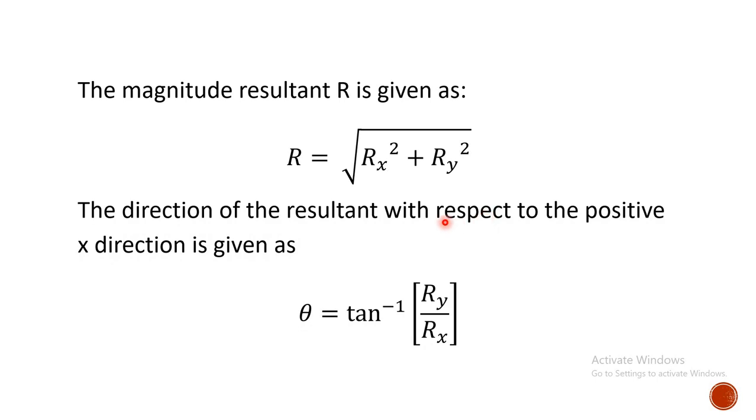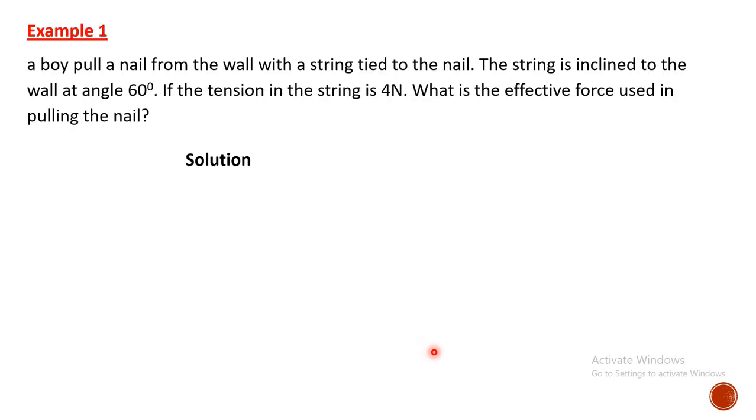Of course, since we are talking about vectors, it's also important that we talk about the direction. The direction is the angle the resultant makes with the positive x-axis. Mostly we use the positive x-axis. If you want to use any other direction, you need to specify. It's given by theta is equal to tan inverse of Ry over Rx, where Ry is the resultant along the vertical direction, and Rx is the resultant along the horizontal direction.